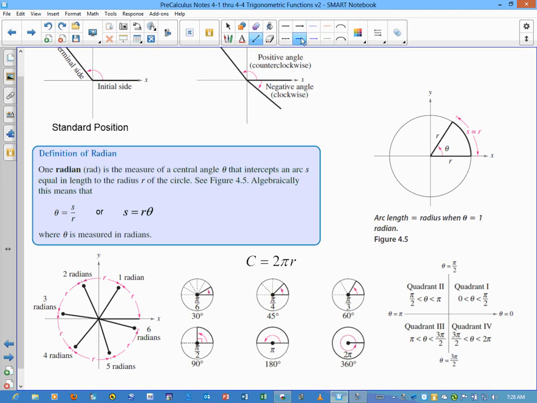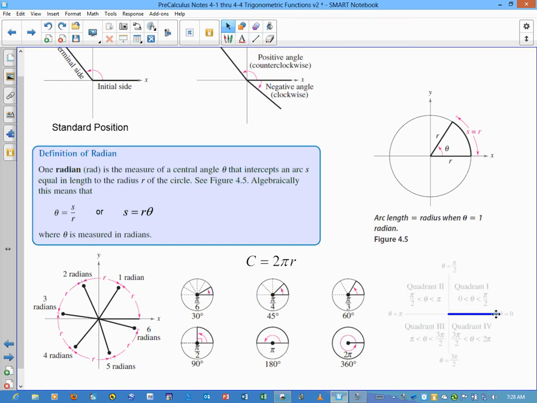And that is actually why we name the quadrants the way we do. If we think of an initial side here, and then as we open up our angle, we go through quadrant 1, then quadrant 2, then quadrant 3, then quadrant 4.